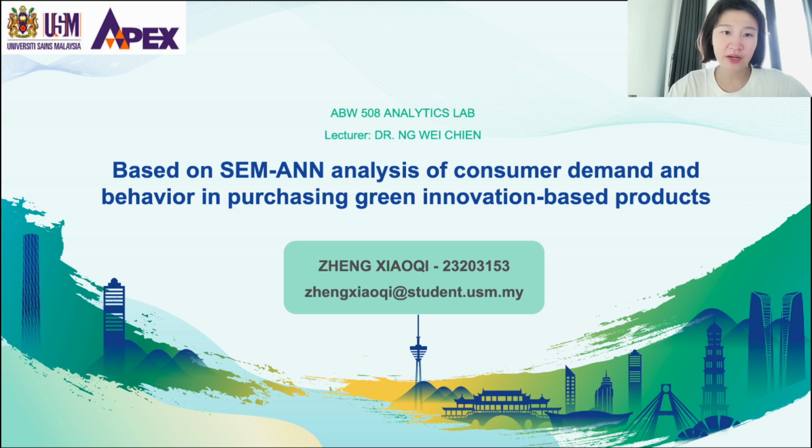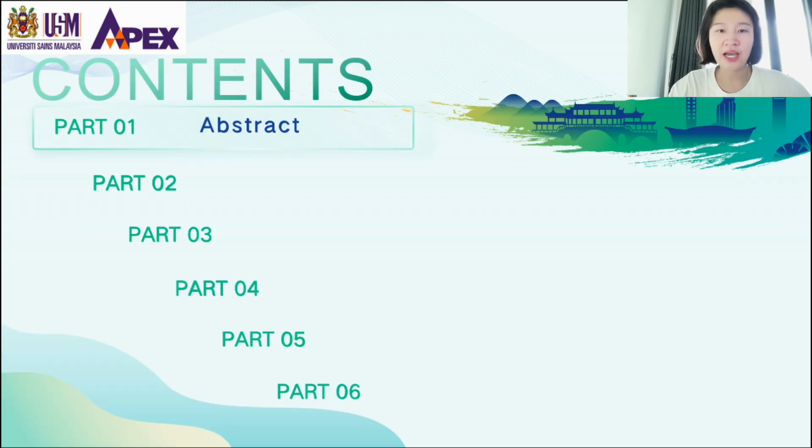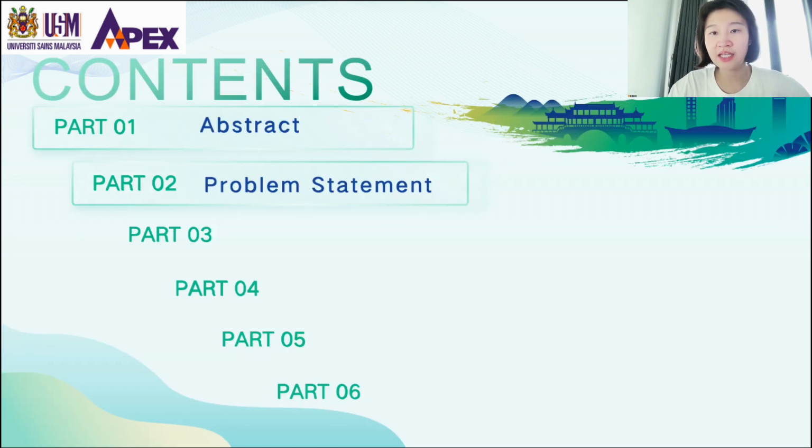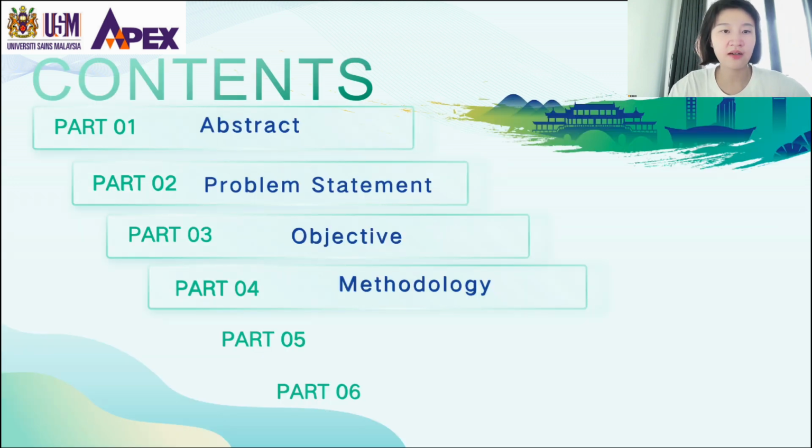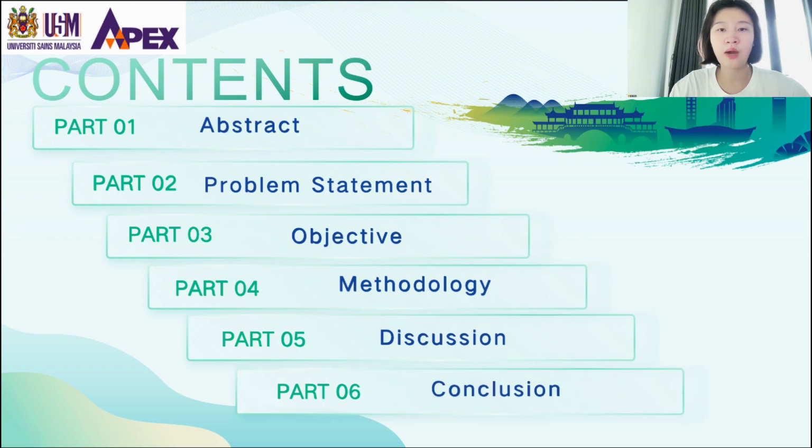Today I present my research on consumer demand for green innovation products, combining structural equation modeling and artificial neural network analysis. This study is supervised by Dr. N.J. Weichen, and explores how carbon label mediates the impact of green awareness and advertising on purchase intention.